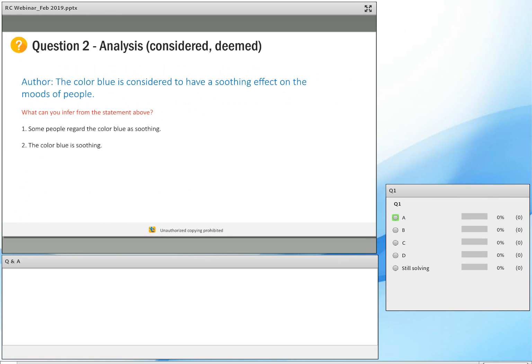So I'm going to give you a simple statement. If the author says the color blue is considered to have a soothing effect on moods of people, what can you infer from the statement above? Can you infer that some people regard the color blue as soothing, or that the color blue is soothing? It's either choice A or B, so don't choose any other choice. If you get a statement which says the color blue is considered to have a soothing effect, what can you infer from that statement? This is A, and this is B over here.